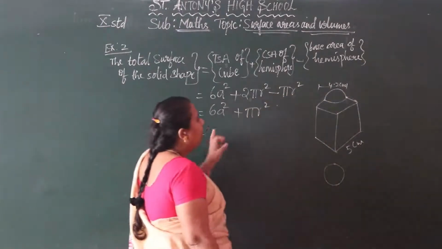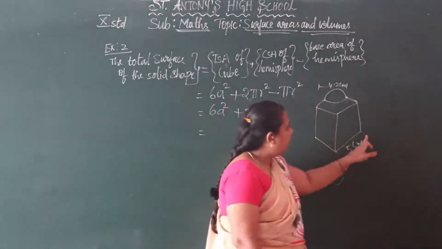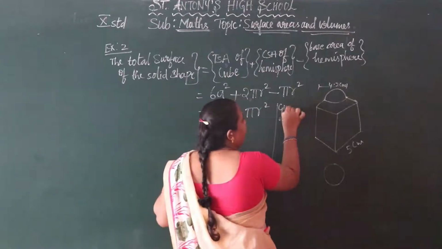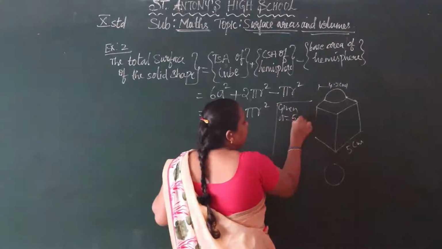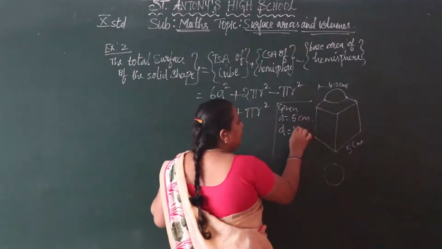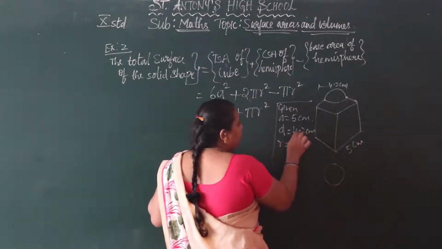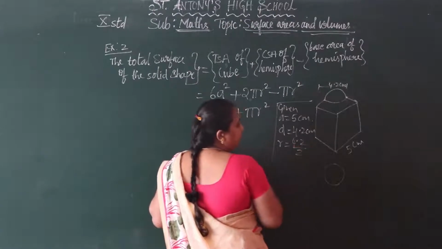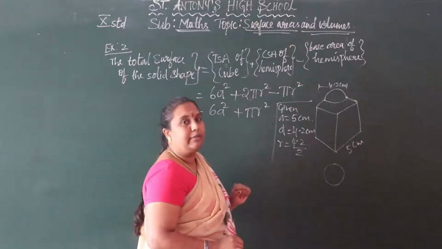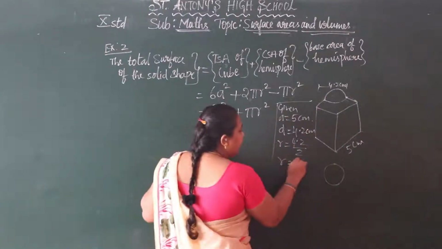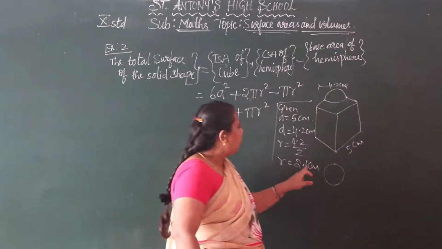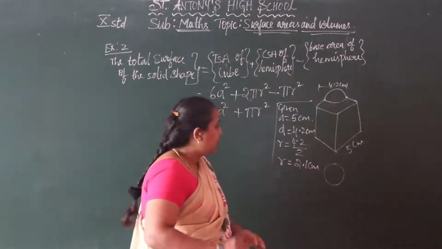Here a equals the side of the cube. A equals 5 centimeter, that is given. And the diameter of the hemisphere is 4.2 centimeter. So radius r equals diameter divided by 2, r equals 4.2 divided by 2, that is r equals 2.1 centimeter. Can you understand, children? So radius r equals 2.1 centimeter.